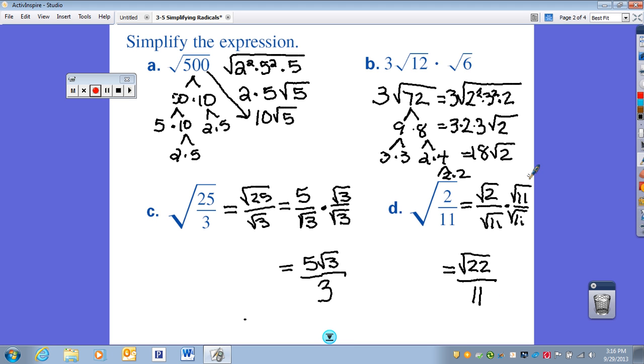Now, the reason we multiply both the numerator and the denominator is because, in effect, you're really multiplying a number over itself, which is 1. So when you're multiplying by 1, you're simply changing the appearance, which is simplified, but we are not changing the value of the original expression.